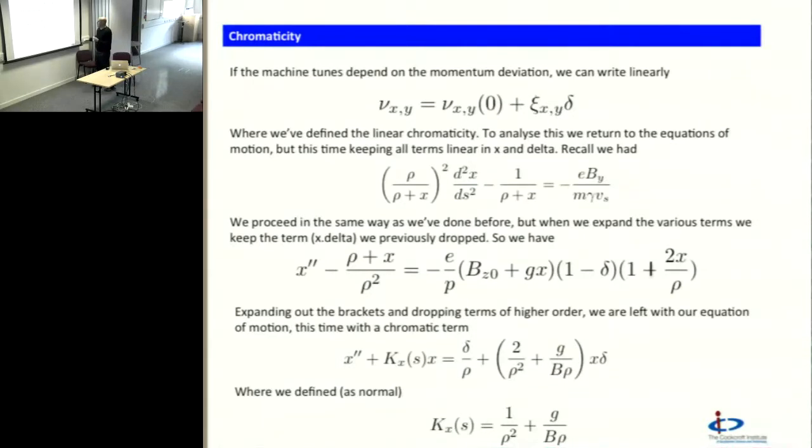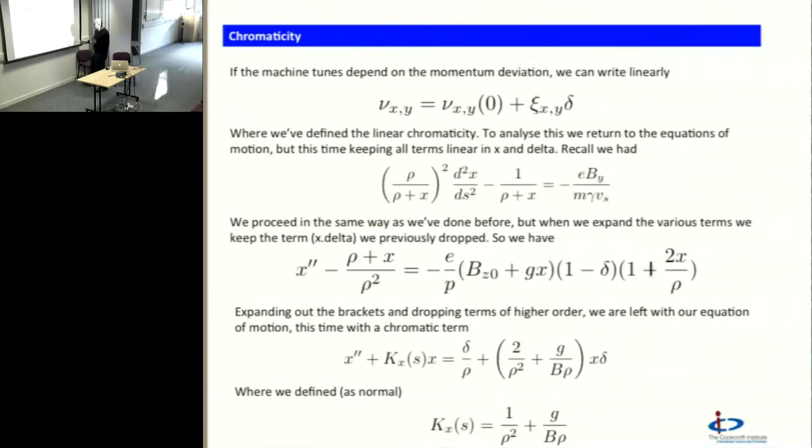So we do what we did before, we expand everything out, and we keep the term x times delta we previously dropped. And actually there, that times that is x times delta. So it's second order in the variables, it's non-linear, but the chromaticity has to be non-linear because it couples the two planes. So we expand out the brackets, we drop the terms we don't care about, and we're left with a new equation of motion. And if you do the algebra, expanding everything appropriately, you end up with this. Now, you look at that, you think, ooh, there's a lot of terms there. But actually, we understand them.